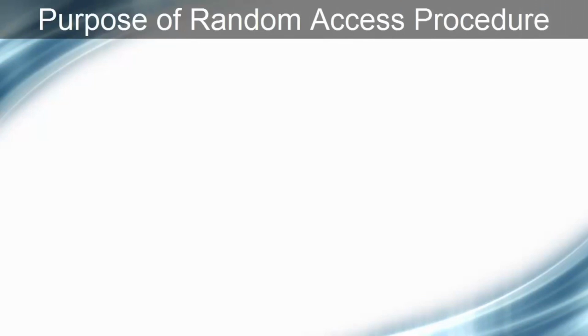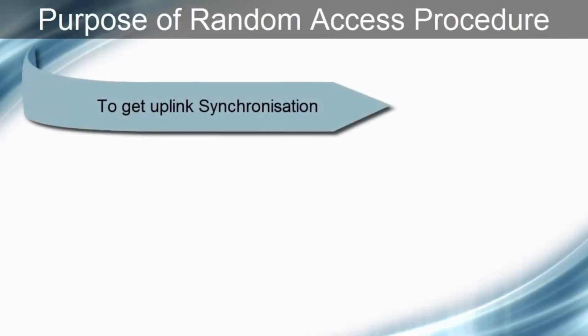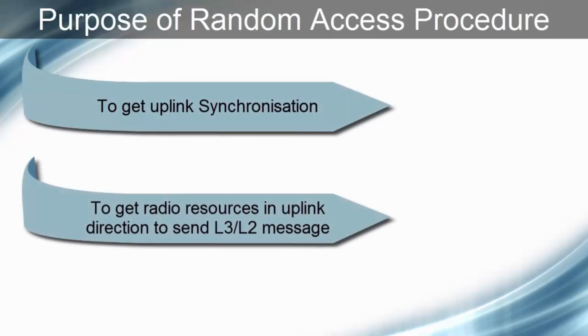Basically, the purpose of the random access procedure is to get uplink synchronization and to get radio resource in the uplink direction to send an L3 or L2 message. For example, after boot up, UE needs to search some suitable cell and send a RACH connection request in uplink to trigger the registration process.